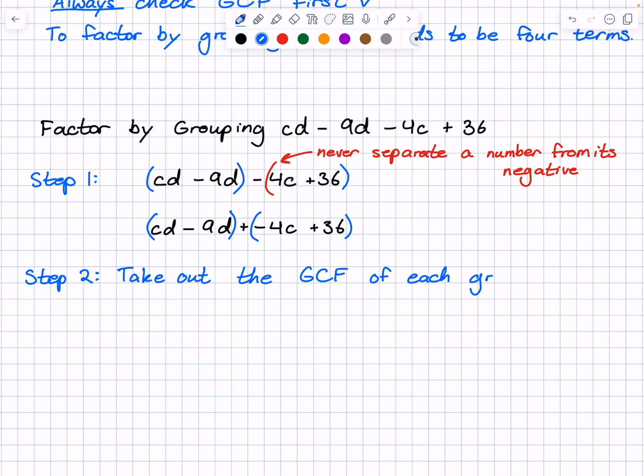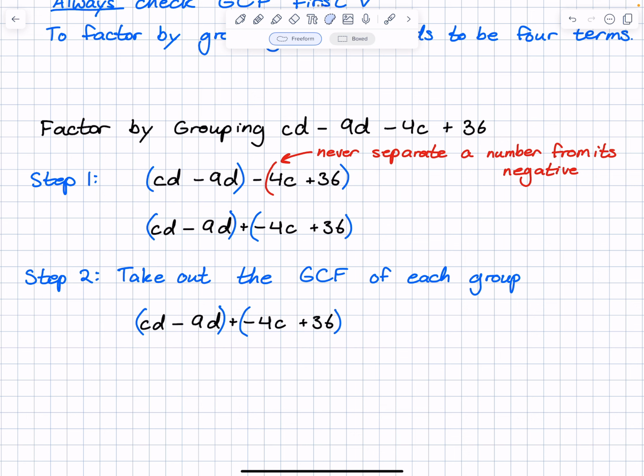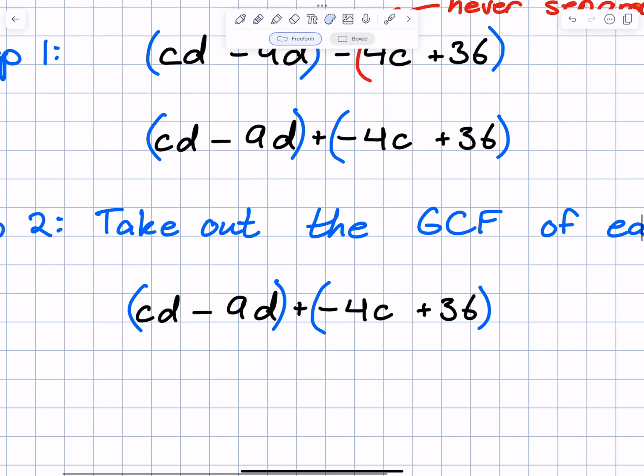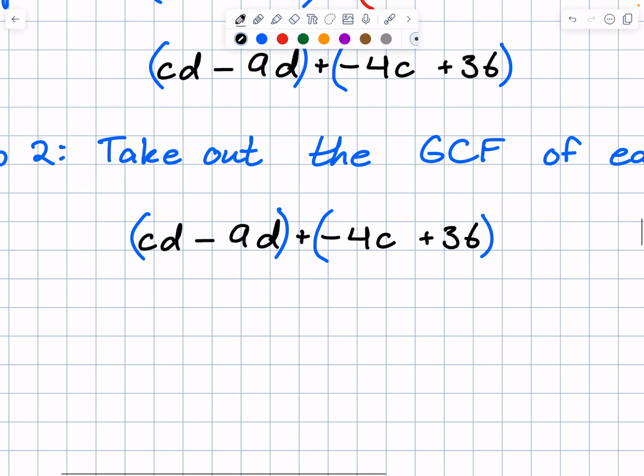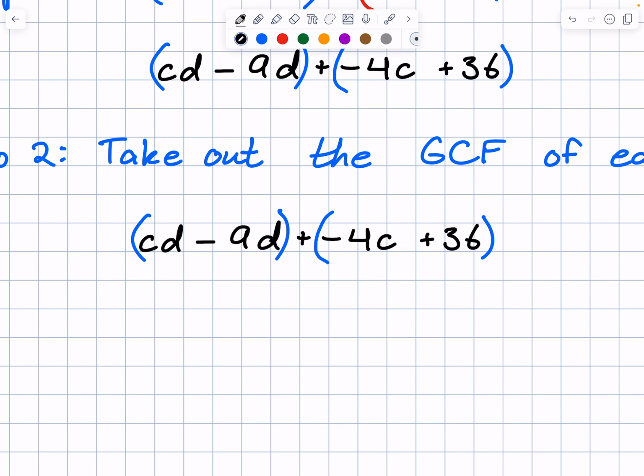Take out the GCF of each group. Let me show you what I mean. So if I've got this guy, I'm going to ask myself, what do these first 2 have in common? Well, the first 2 both have a D. So I'm going to take out the D.